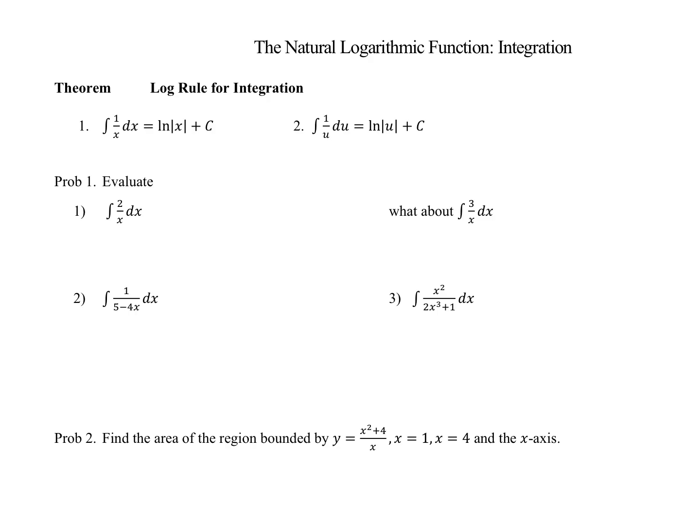So first of all, here's the rule. The integral of 1 over x is ln absolute value of x, not just ln x. We have to add the absolute value sign. The integral of 1 over u will be ln absolute value of u and then plus the constant c. So now let's do some problems.